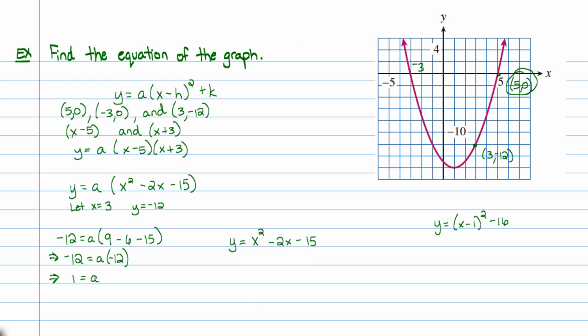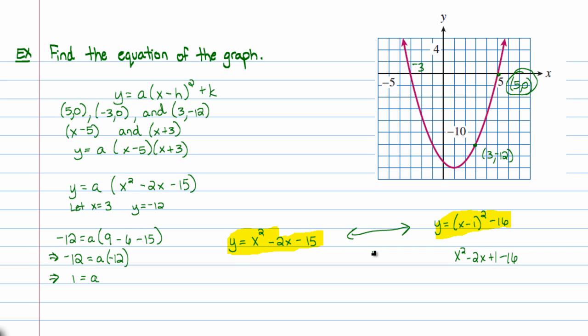Now, if you take a look at this equation that we arrived at, it sure doesn't look like this other equation that we got when we did it using the vertex method. But if you multiply this out, you'll get x squared minus 2x plus 1 minus 16, which is actually x squared minus 2x minus 15. So these two are actually equal. They're exactly the same, sorry, they're equivalent.